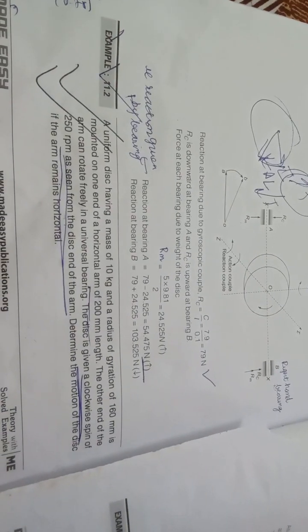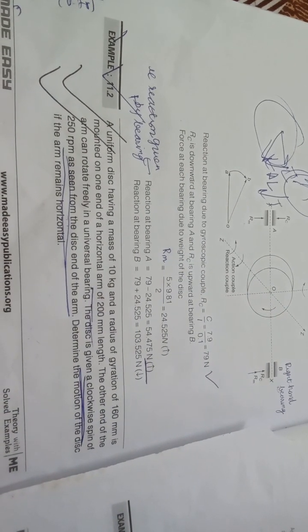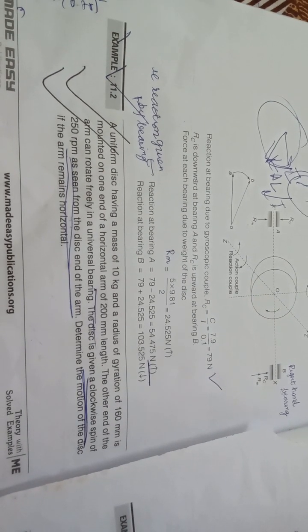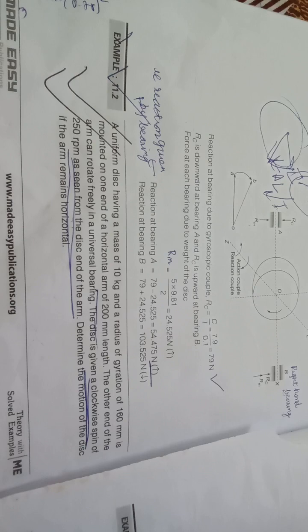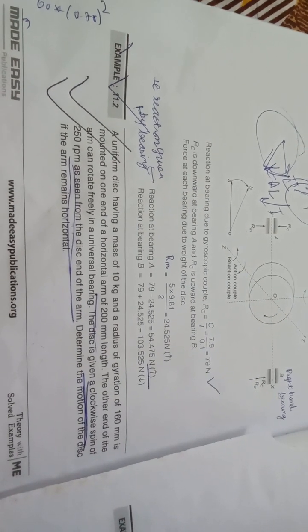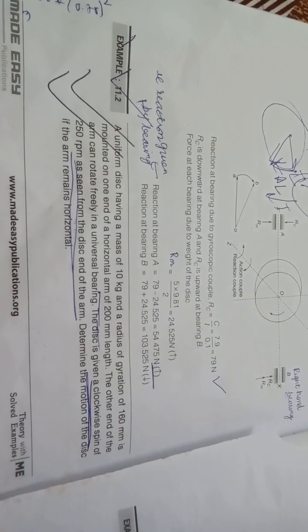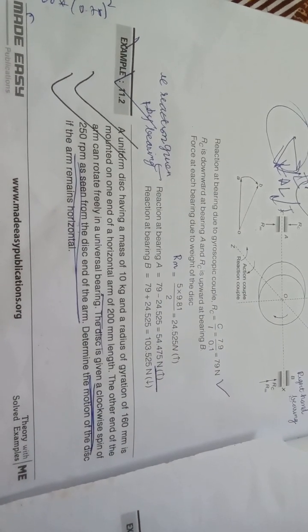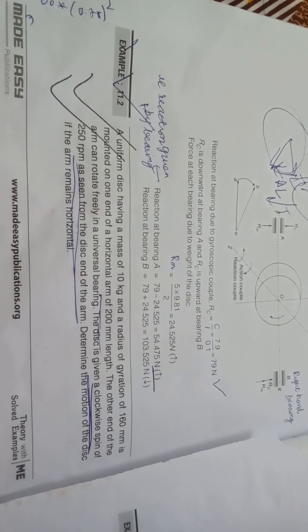So this is the second question. A uniform disc having a mass of 10 kg, uniform means a solid disc, of mass 10 kg and radius of gyration 160 mm is mounted on one end of a horizontal arm of 200 mm length. So it's just like a cycle tire, the cycle tire that we rotated in the experiments. The other end of the arm can freely rotate in a universal bearing.